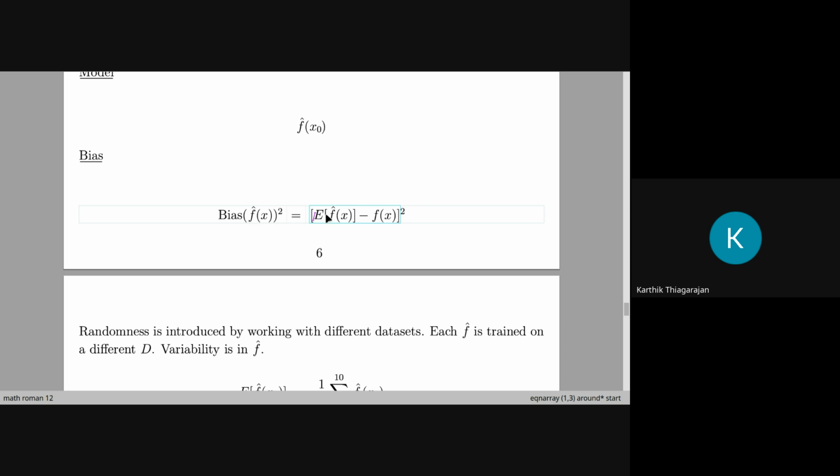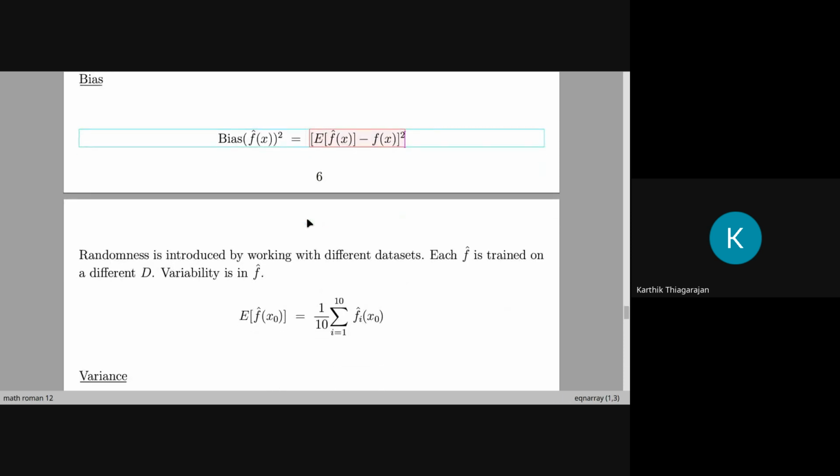Statistically, if you remember stats 2, this is nothing but an estimator. The bias is the difference between the mean of the estimator and the population, the true mean. You can think about it that way also. This is the square of the bias. This quantity is the bias. This is bias squared.